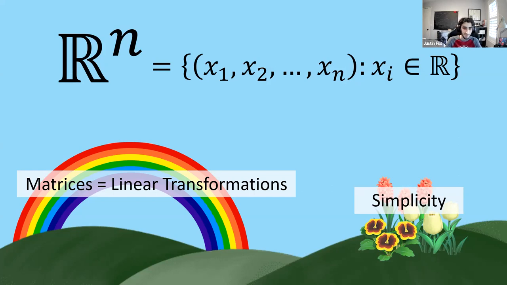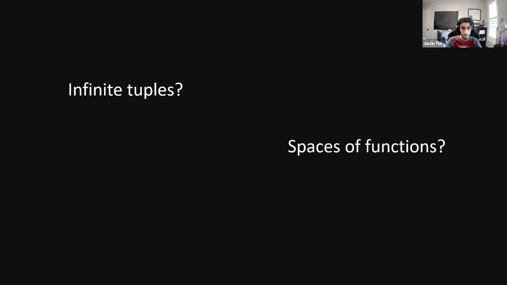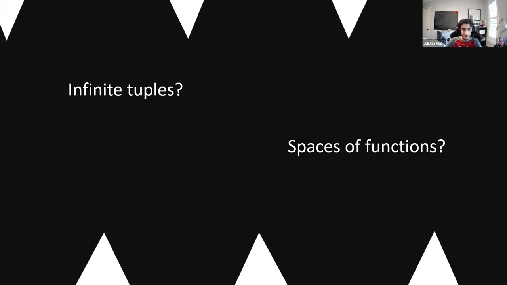But what happens if we look beyond that? Other things in mathematics, like infinite tuples and spaces of functions, are all over the place. But we can't seem to apply any of our linear algebra tools if we try and study them, because everything we know about Rn only works because Rn is finite dimensional. So if we want to apply our linear algebra tools, we have to extend our thinking. So how are we to deal with these monstrous beasts?